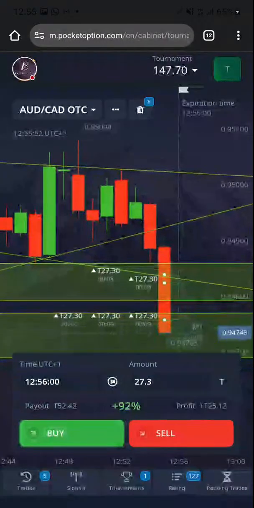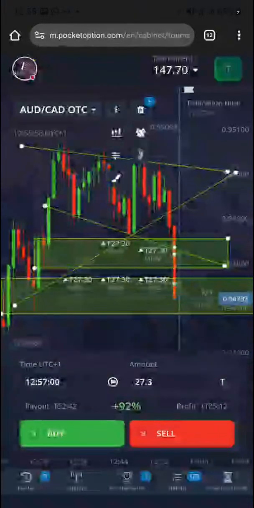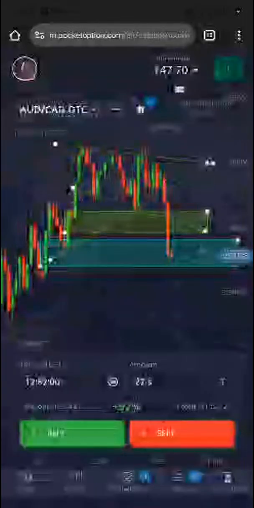I expect this pullback, but I think these sellers are very, very aggressive. We have a demand area here. Let me show you. This is the demand area. I was expecting them to pull back from that demand area, but... and it's a fresh demand area too.